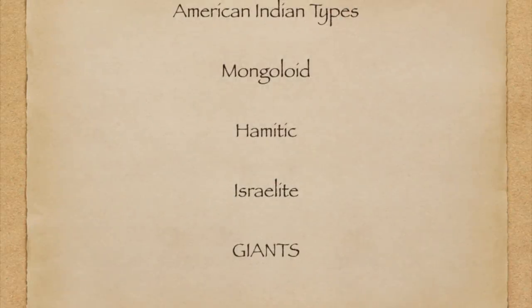Alright, well, hopefully this video has helped to clear up some of the confusion surrounding the different types of American Indians, such as the Mongoloid Indians, or the Hamitic Indians, or the Israelite type Indians, or even the Gayamures, who were also called giants by the European explorers. Just know that there are different types of Indians in America. And with that in mind, you are now ready to view the Meet the Indians video.